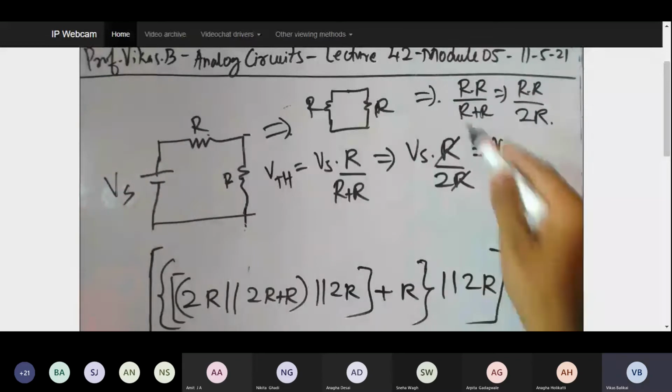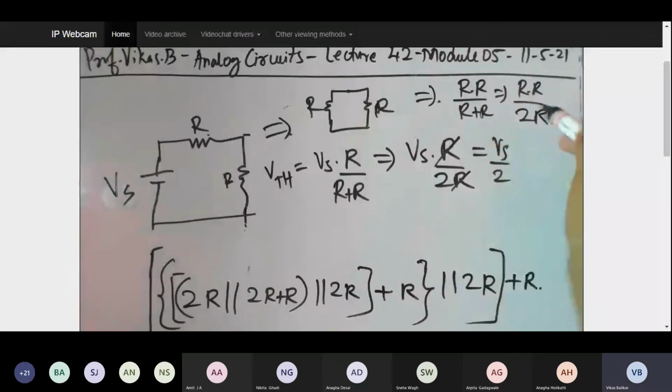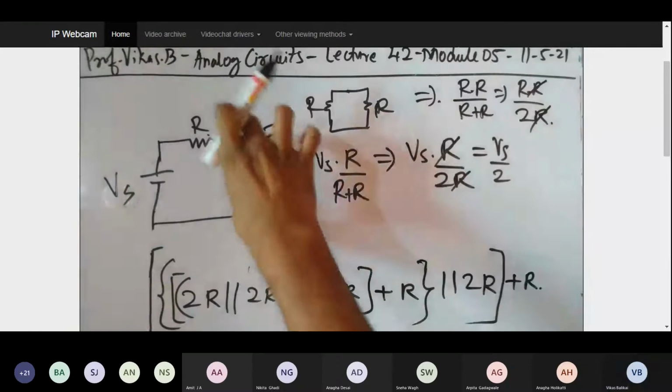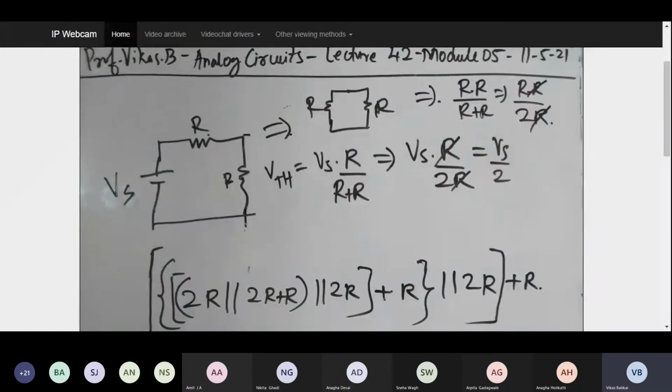So this will be 2R. So 1R and 1R cancels out. And what is it that I'm getting? R by 2. So this is the Thevenin equivalent resistance after the first wing. So the same thing will now be replicated for the next wing.